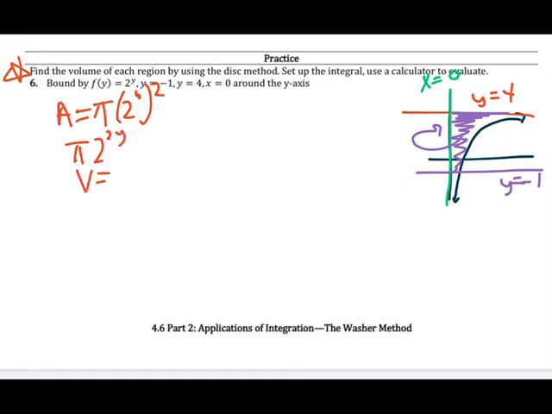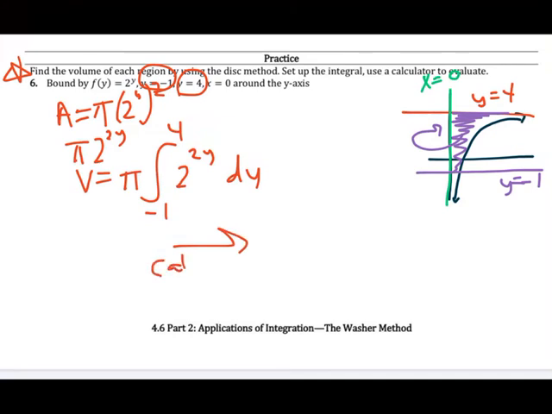Which means our volume is going to be pi times the integral, let's look at our y values, from negative 1 to 4 of 2 to the power of 2y dy, and this you would need to do on a calculator. We have not talked about how to do this by hand. This is going to be 579.576, and again, if we were given units, this is volume, so they would be cubed.